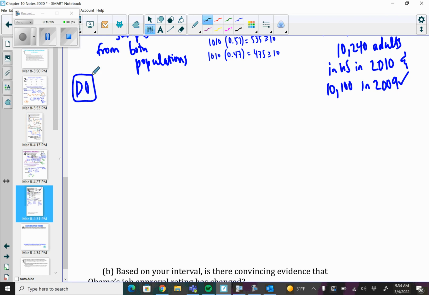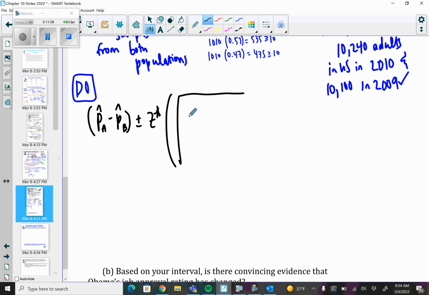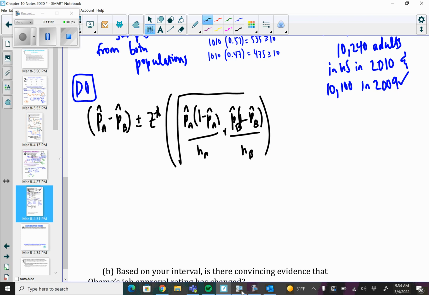In the do, we're going to perform our calculations. So p hat A minus p hat B plus or minus Z star times our standard error: p hat A times 1 minus p hat A, all over NA, plus p hat B times 1 minus p hat B, all over NB. And we can do all of this in our calculators, so probably not a bad idea to do that. I'm going to pull that up right now.